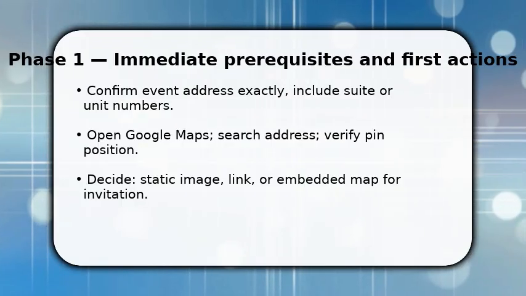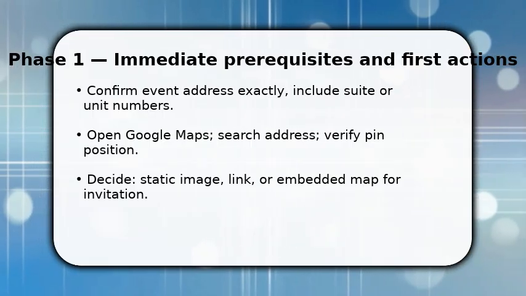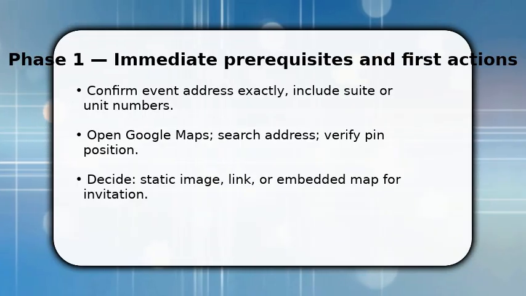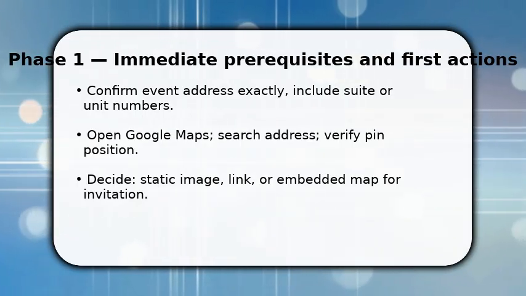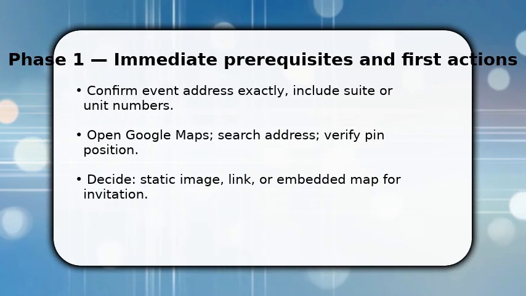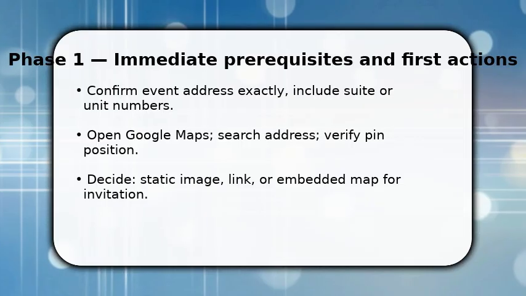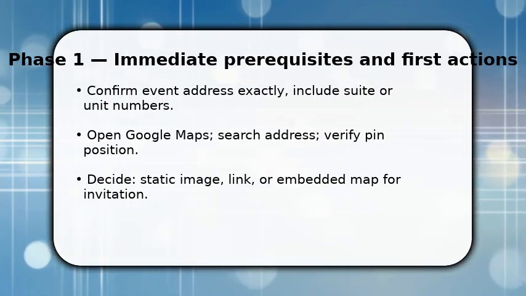You start by verifying the exact address so guests arrive without guesswork. Open Google Maps and drop a pin on the correct building. Zoom to desired detail. Once the pin is accurate, choose whether you want a static screenshot, a shareable Google Maps link, or an embedded map for digital invites.